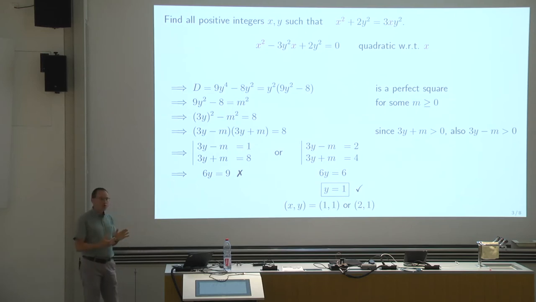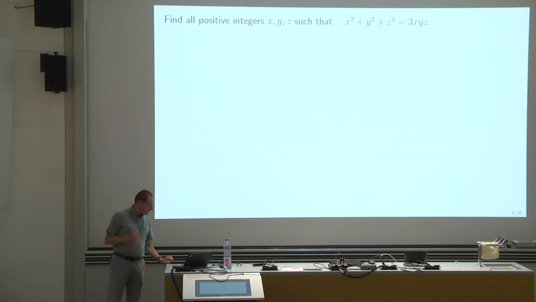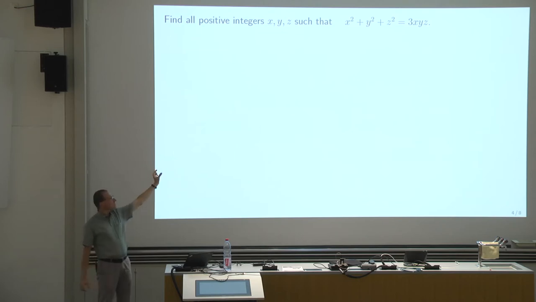Okay, this is our warm-up. By the way, you can figure out these solutions in an easier way, but I chose this proof because this is a warm-up for what the talk is really about. Now, the talk is about the solutions of that equation on the top. Find all positive integers x, y, z so that their squares add up to 3 times their product. We'll be able to describe all positive integers which satisfy this equation. One equation in 3 variables, but the variables are positive integers.